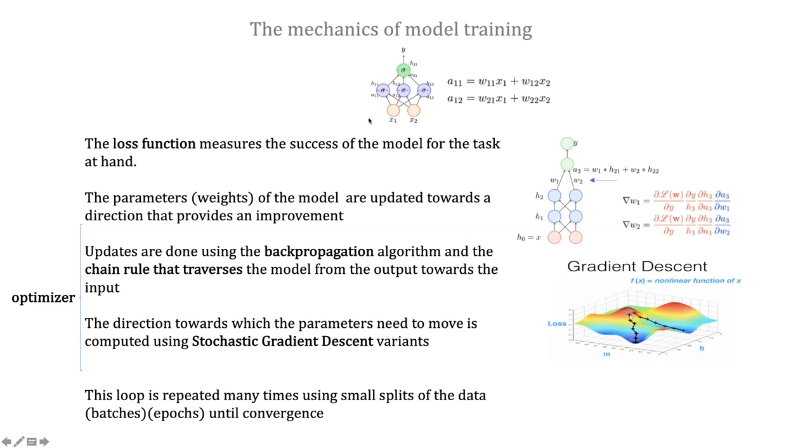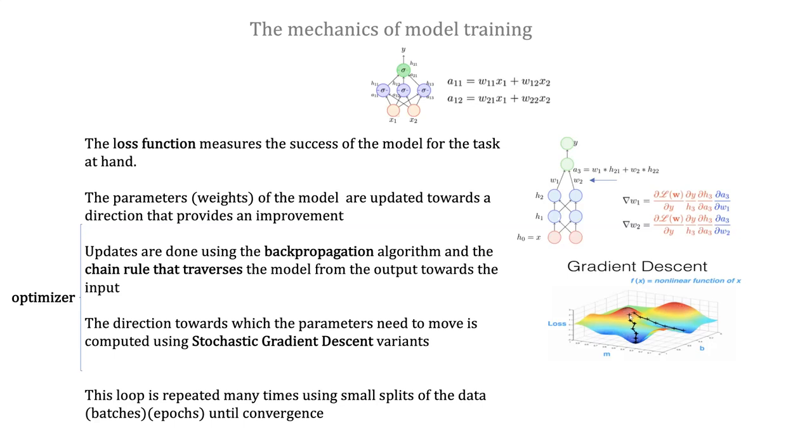And for that, you use the backpropagation algorithm in order to traverse the graph from the output direction towards its input. The direction towards which the parameters need to move is computed using stochastic gradient descent. So basically what you're doing is that you calculate the gradients of the parameters relative to the loss function again. So you calculate the partial derivatives of your parameters, and you decide towards which direction you have to move.